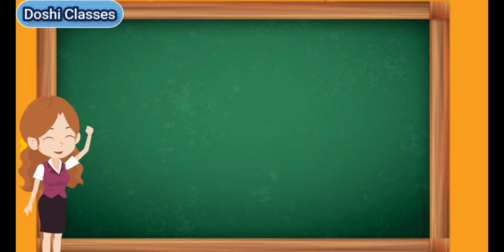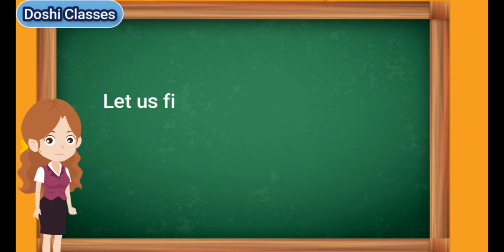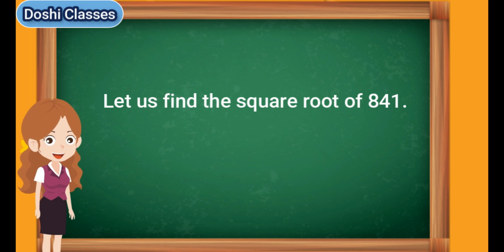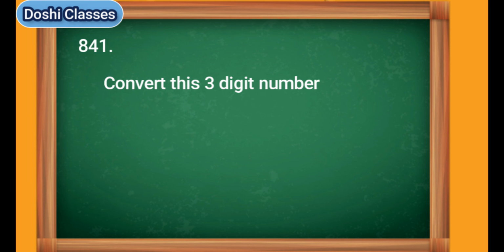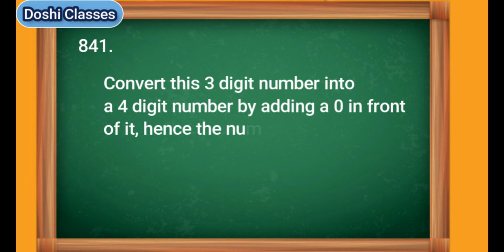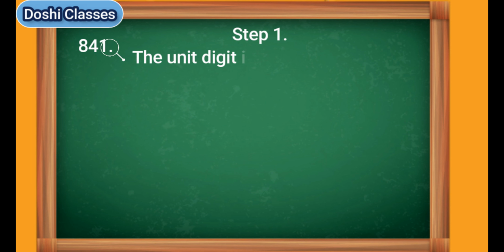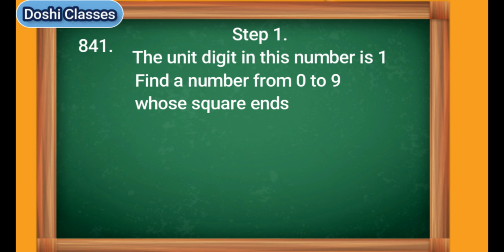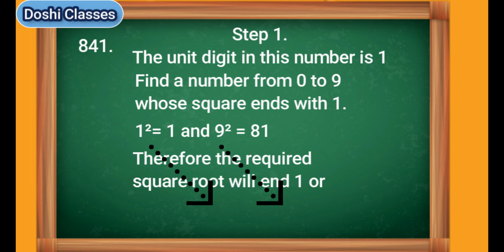This trick also applies to 3-digit numbers. Let us try to find the square root of the number 841. Now convert this 3-digit number into a 4-digit number by adding a 0 in front of it. Hence the number is 0841. The units digit in this number is 1. Find a number from 0 to 9 whose square ends with 1. Now 1 square is 1 and 9 square is 81. Therefore, the required square root will end with 1 or 9.